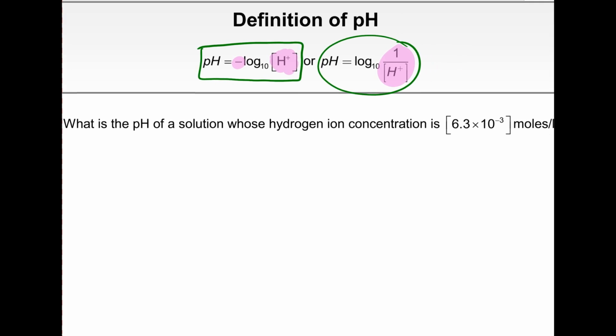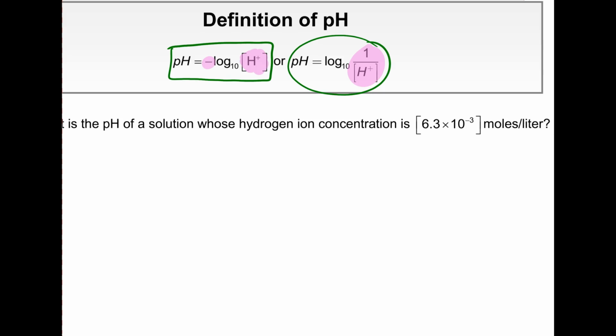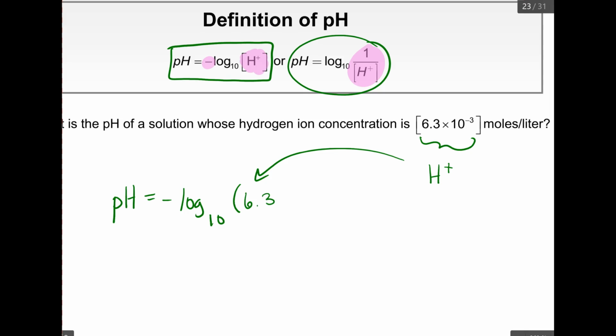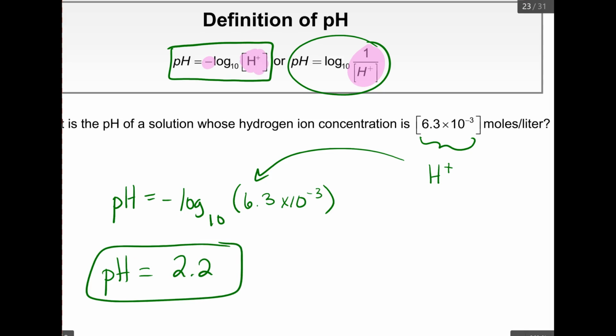All right. What is the pH of a solution whose hydrogen ion concentration is 6.3 times 10 to negative 3 moles per liter? Okay. So this right here is your hydrogen ion. And we know pH is literally negative log base 10 of, plugging that in, 6.3 times 10 to negative 3. So if you plug that into your calculator, what do you get? That's it for this problem. Its pH is 2.2. This is how you calculate the pH.